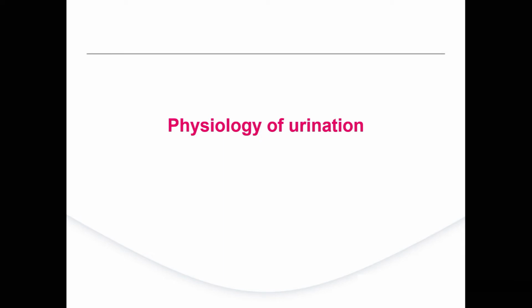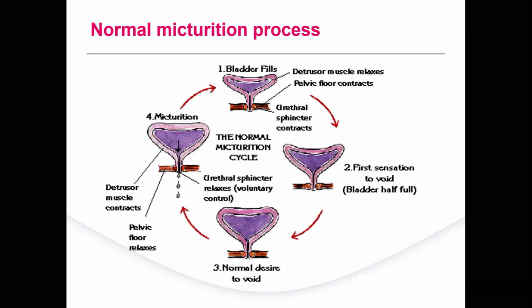The physiology of urination. So we have the scheme of the normal micturition process. At the first stage the bladder fills, where the detrusor muscle relaxes and pelvic floor muscles contract. When the urethral sphincter contracts, we have the first sensation to void when the bladder is half full. It is about 100 milliliters, or up to 150 milliliters. Then we have the normal desire, where the bladder filling is about 200 milliliters.